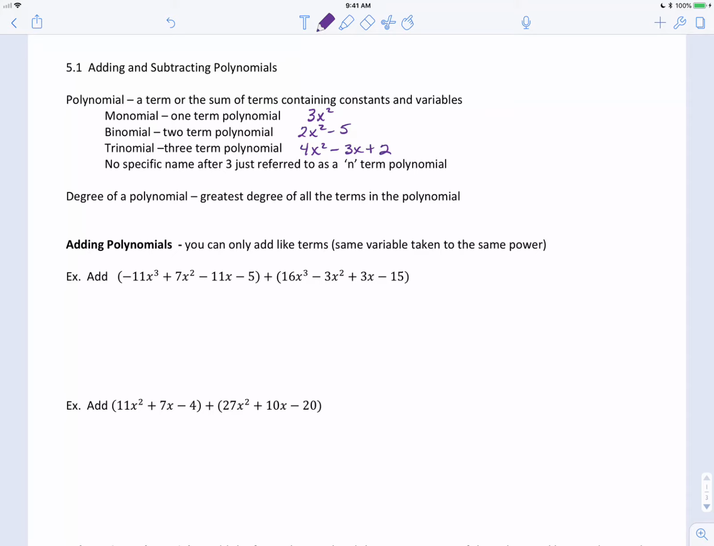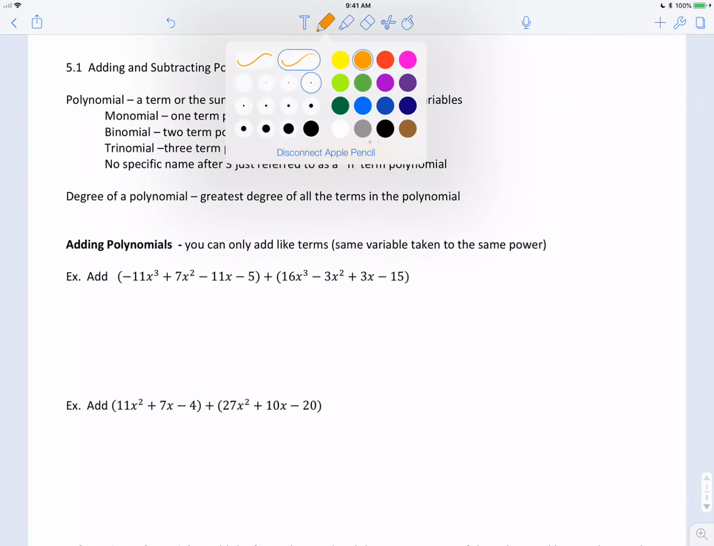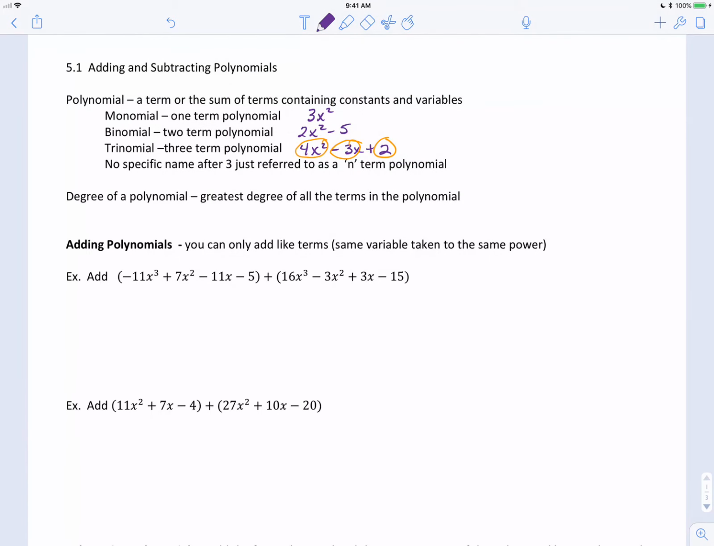So you see we have 3 terms there. So each one of these is considered a term. So there's a term, there's a term, there's a term. And that's what we're talking about. So anything after a trinomial, after 3 terms, is just referred to by its number. So there's a 4-term polynomial, 5-term polynomial, or whatever. They don't really have specific names after that other than just their number.